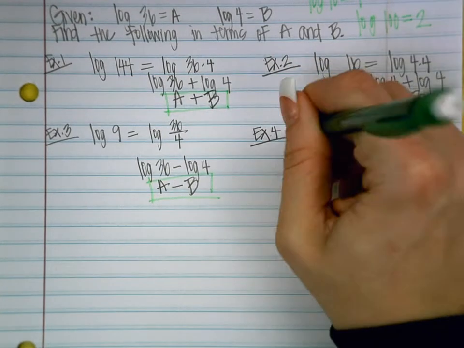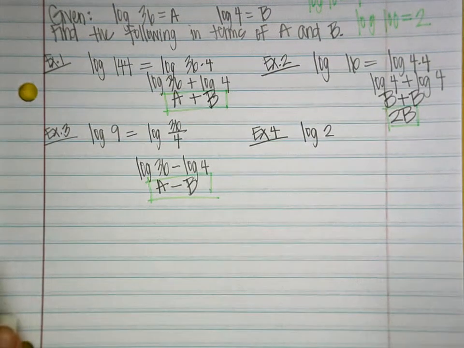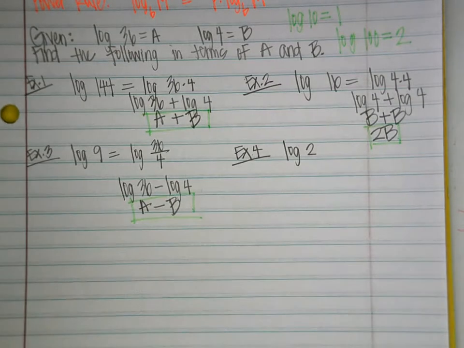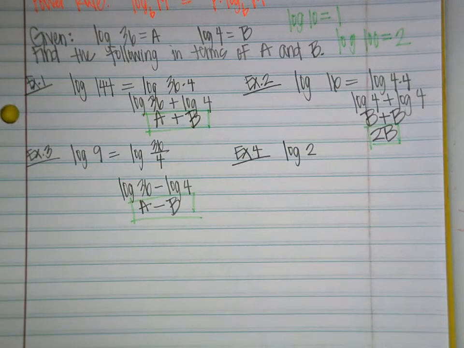Let's try log 2. This one's a little bit more challenging. How can I make 2 if I'm given 36 and 4? And remember, you also know 10 and 100. So if you need to, you could use those numbers as well. Think of how I can make a 2 if I'm given a 36 and a 4. 4 divided by 2 works. But let me show you what would happen.